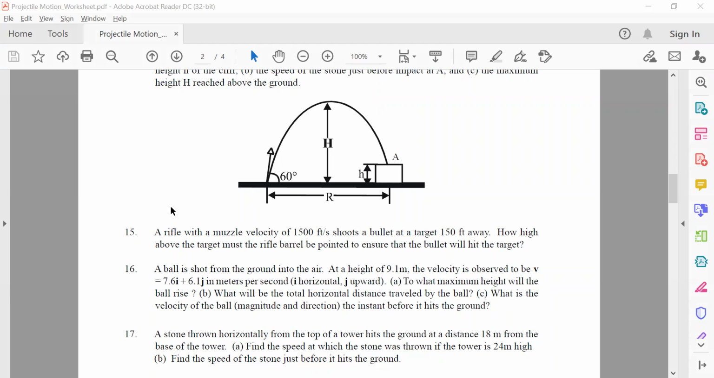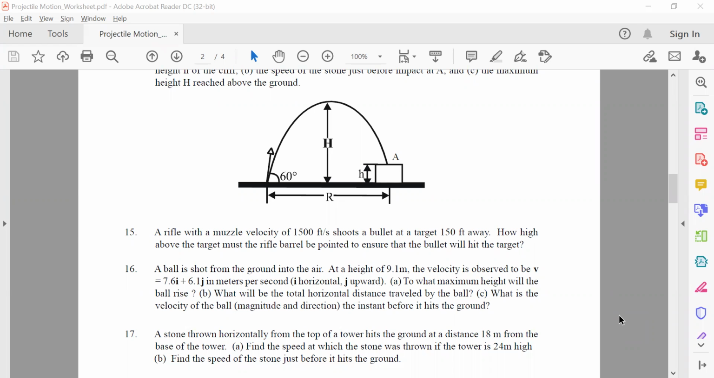Okay, so a stone is thrown horizontally from the top of a tower, and hits the ground which is 18 meters from the base of the tower. Find the speed of the stone just before it hits the ground. You have found the horizontal projection speed. Along with that, the stone is falling through a distance of 18 meters, so you have also found the time for which the stone has fallen. In that time, what is the vertical component? It is GT.